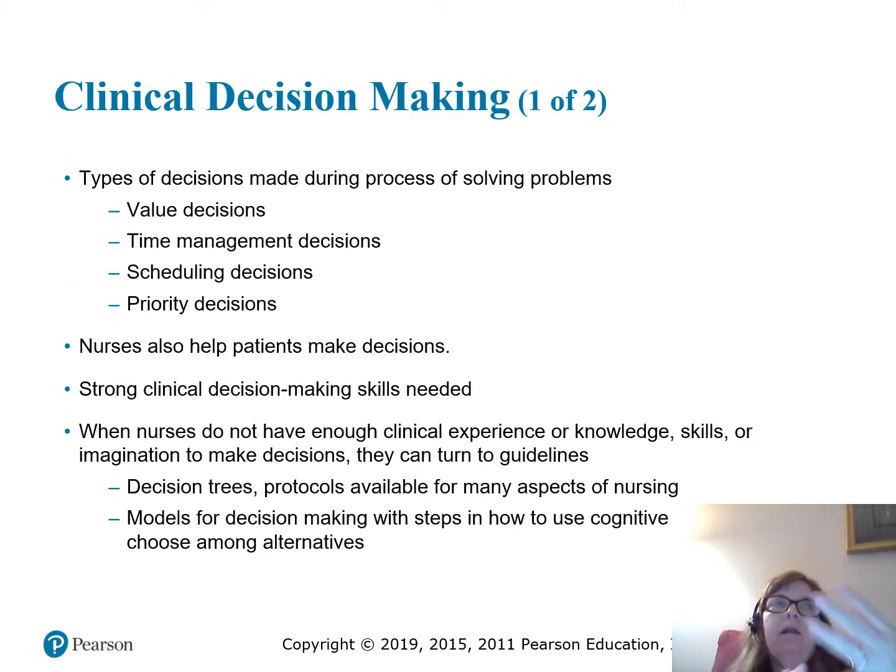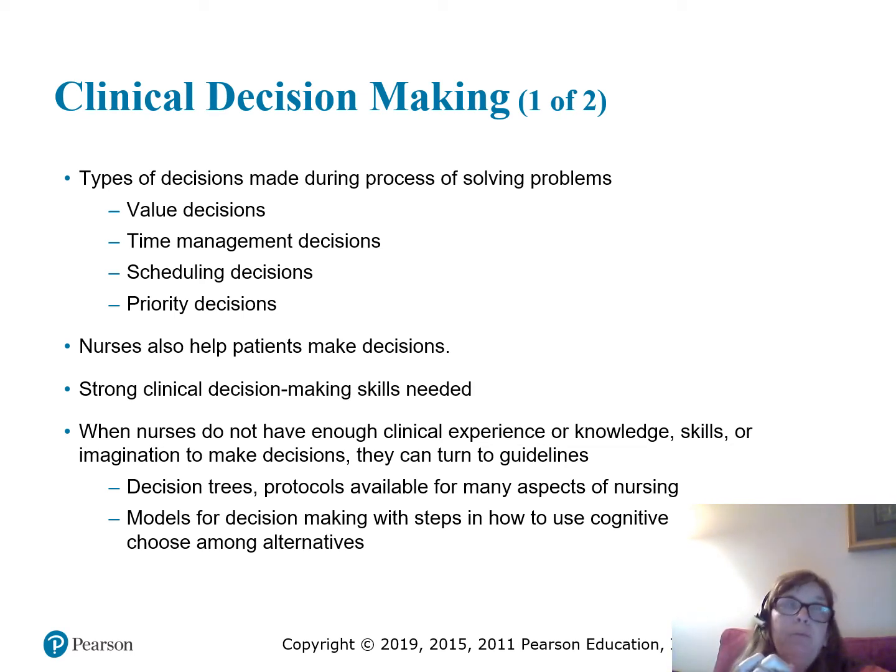So we do make a lot of decisions throughout our day in clinical decision making, and sometimes they're value decisions, sometimes they're time management decisions, sometimes they're scheduling decisions. Scheduling decision: my patient's going for surgery, I've got these meds due for another patient, and somebody else is complaining of pain. And I have to prep a student for a patient for an x-ray. So I have to decide what order I'm doing things in and prioritize those. And same thing with priority: which patient is sicker, who needs to be seen first.